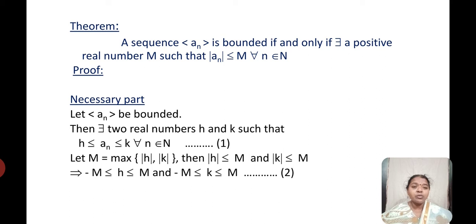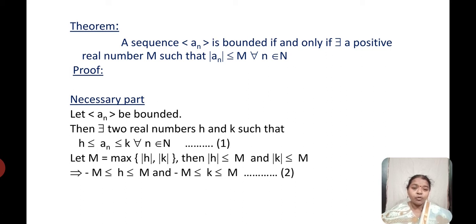So let sequence a_n be bounded. Now since it is bounded, it should have a lower bound and an upper bound. So we consider two real numbers h and k such that, using the definition of a bounded sequence, it can be written as h less than or equal to a_n less than or equal to k for all n belonging to the natural numbers. Call this equation 1.